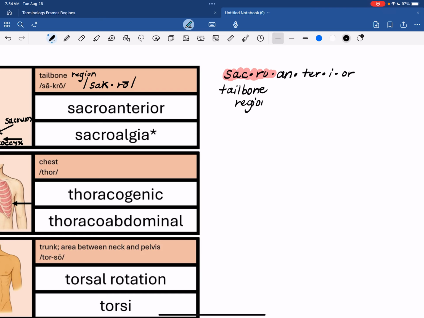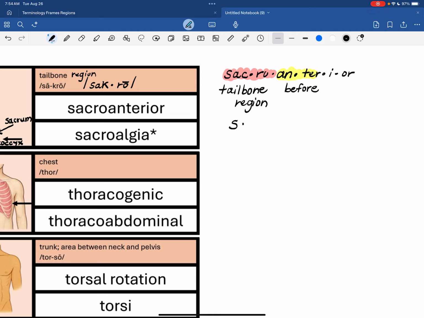And anterior, we haven't learned yet. That's actually a directional term. So I'll highlight it in green. We know anti. We know, let's go with that. We know anterior indirectly because we know that anti means before. Let's do it that way. Anterior means front, and you'll learn that in the directional words. But this is the area before the tailbone region, sacroanterior.